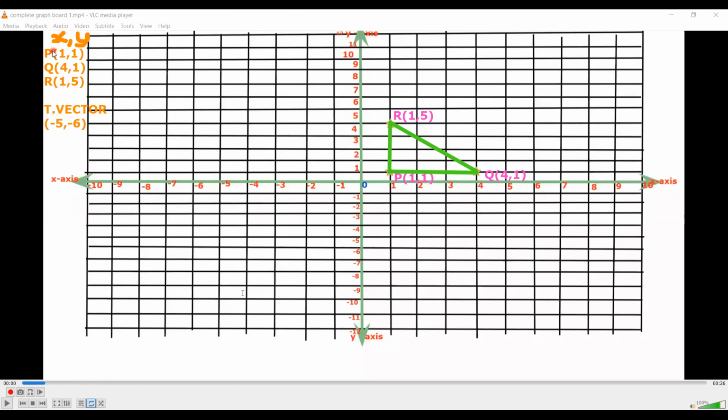So point P is going to move first 5 left. From here, this is the point P. From here, 1, 2, 3, 4, 5. 5 left. And then 6 down. The -6 is 6 down. So here, 1, 2, 3, 4, 5, 6. 6 down. Okay, good. Then you put the dot over there. That will be the intersection.